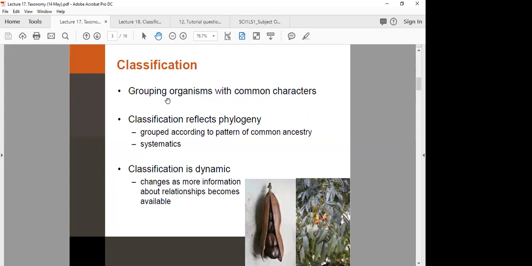A second important function of classification is that in the storage and retrieval of information. And also another important function of classification: classification allows people to predict information.